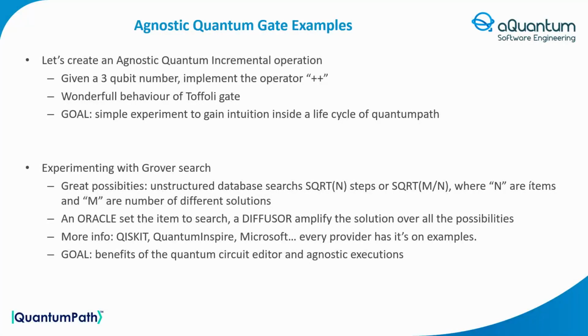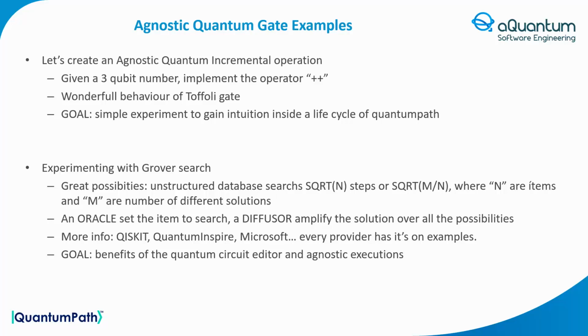So let's begin with our quantum gate example demo. In this example, we will show you the creation of 2 circuits. The first circuit creates an agnostic quantum incremental operation. Given a specific number of qubits, we will implement the equivalent of the plus plus operator of our really well-known languages. This will show you the wonderful behavior of a Toffoli gate in order to create some kind of arithmetic operations using quantum technology.